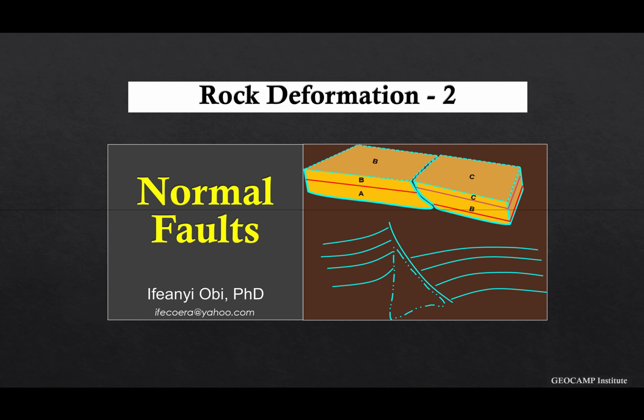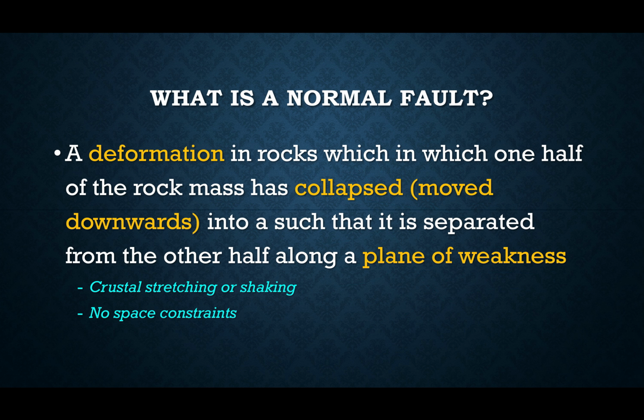All right, still on rock deformation, let's take a look at Enema Falls. Enema Falls is a form of deformation in rocks in which one half of the rock mass, or a section of rock, has collapsed or moved downwards relative to its other half in such a way that both halves are separated along a plane of stress or weakness.